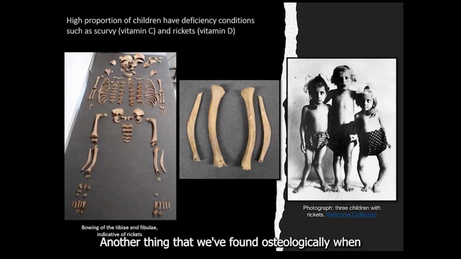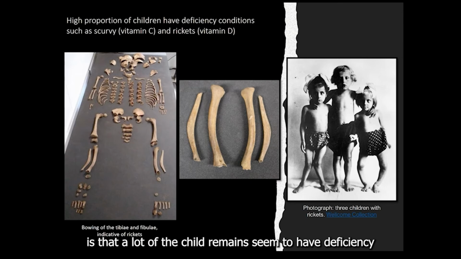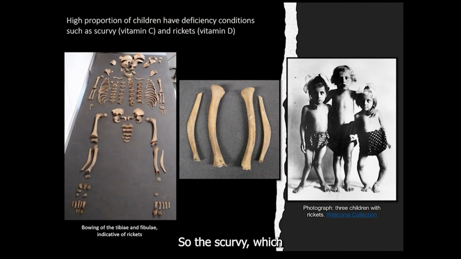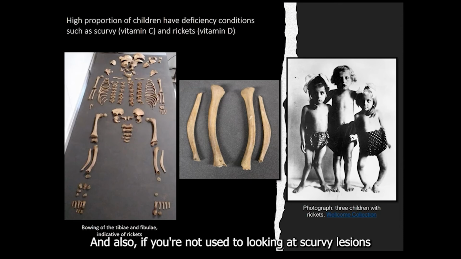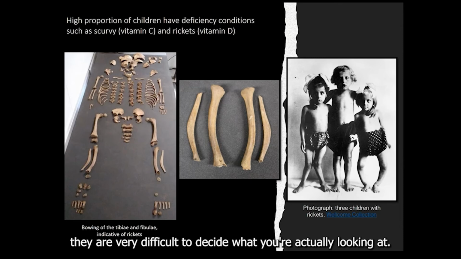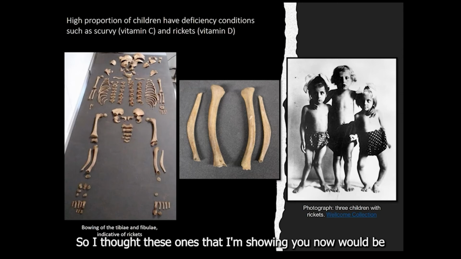Another thing that we've found osteologically when we've been looking at the juvenile bones is that a lot of the child remains seem to have deficiency conditions. Now, the chief ones that we're seeing represented are scurvy, which is a vitamin C deficiency, and also rickets, which is a vitamin D deficiency. I didn't include a picture of the scurvy because the lesions are quite subtle. They're usually in and around the cranium and maybe on the shoulder blades, and they're quite difficult to photograph. And also, if you're not used to looking at scurvy lesions, it's very difficult to decide what you're actually looking at. So I thought these ones I'm showing you now would be a bit more obvious.